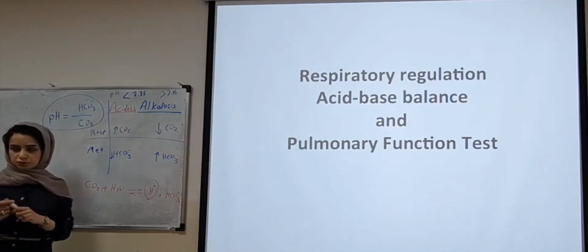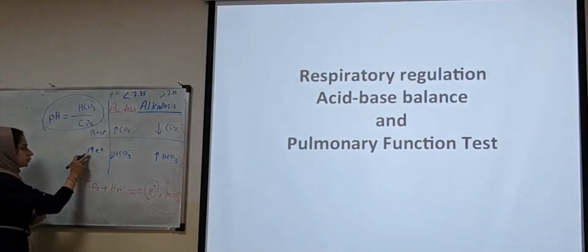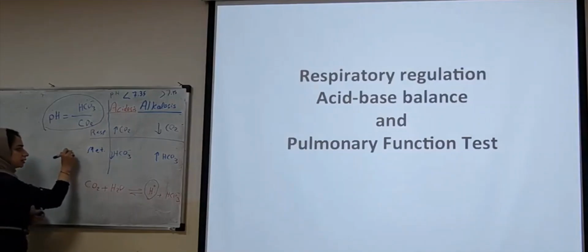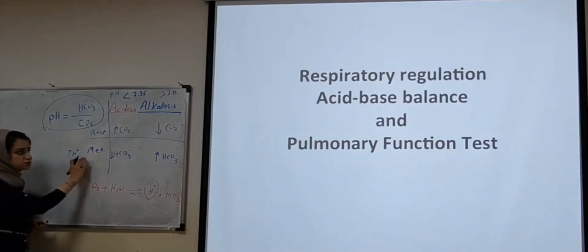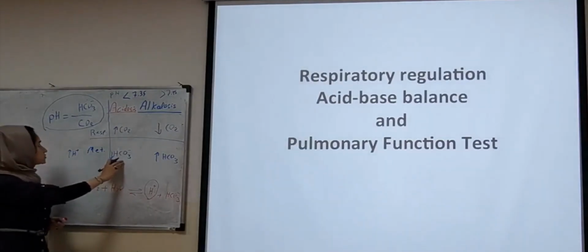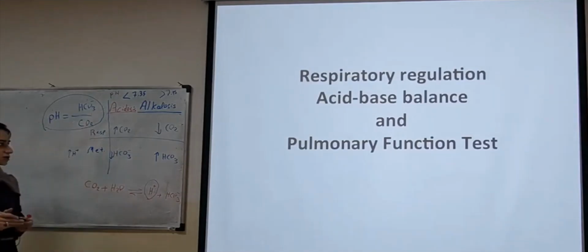Buffer the proton. In metabolic acidosis, H increases. When H increases, we need more HCO3 to buffer that H. That's why we said HCO3 decreases. That's why we use only this one in the equation.